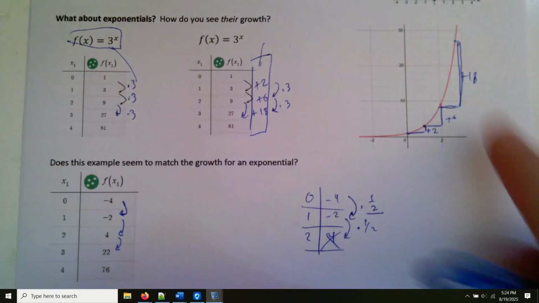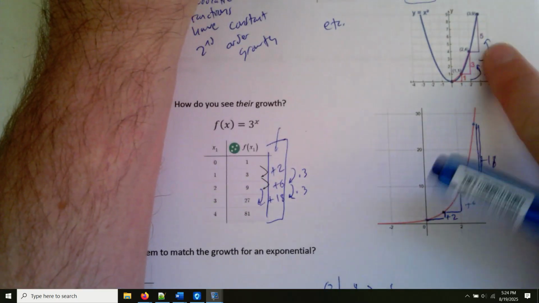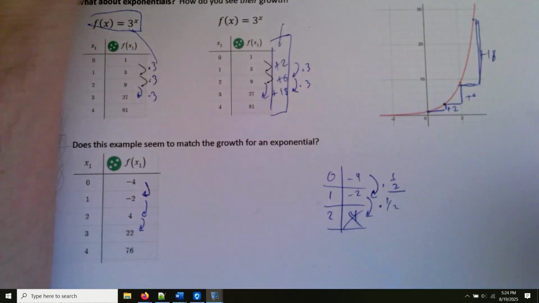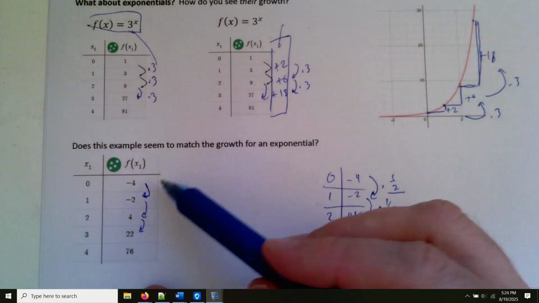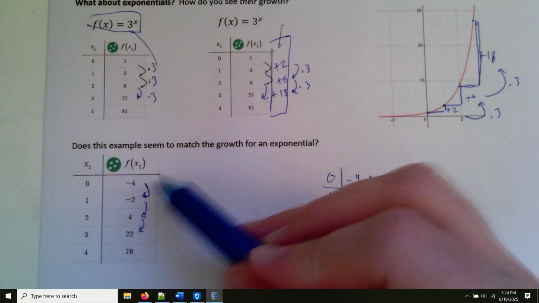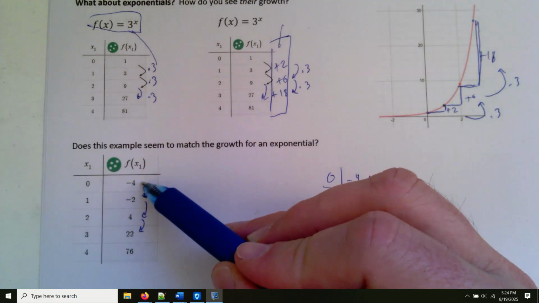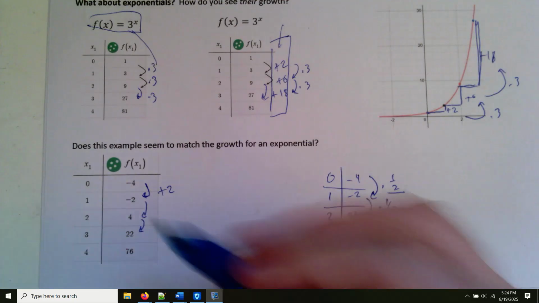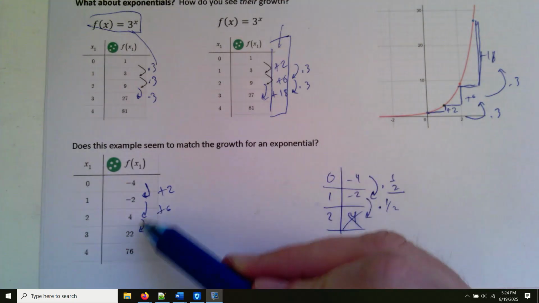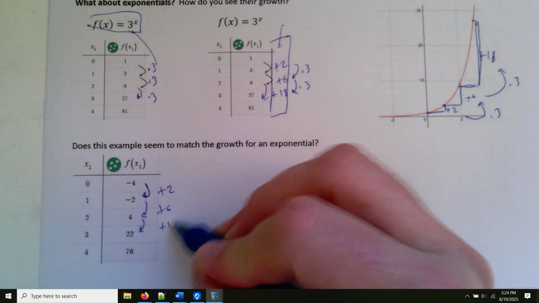Okay, so just like this one up here, we saw that the growth was growing. Here, you can see that the growth is growing, but the way that it's growing is by multiplying by 3's. Let's look at the same thing here. If I'm going to add something to -4 to get to -2, it's 2. To get from -2 to 4, I add 6. To get from 4 to 12, I add 18.